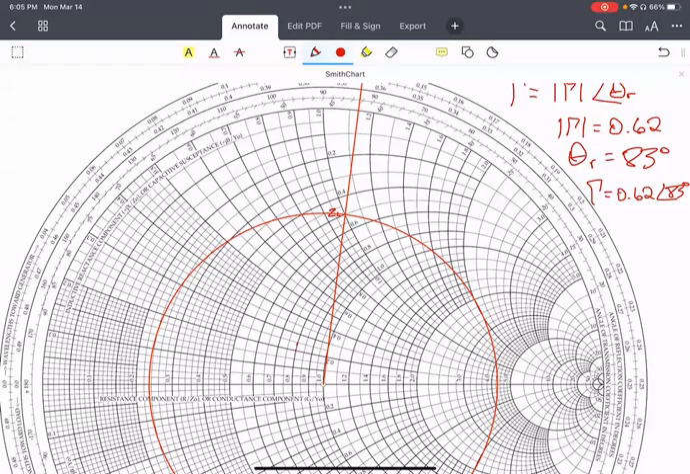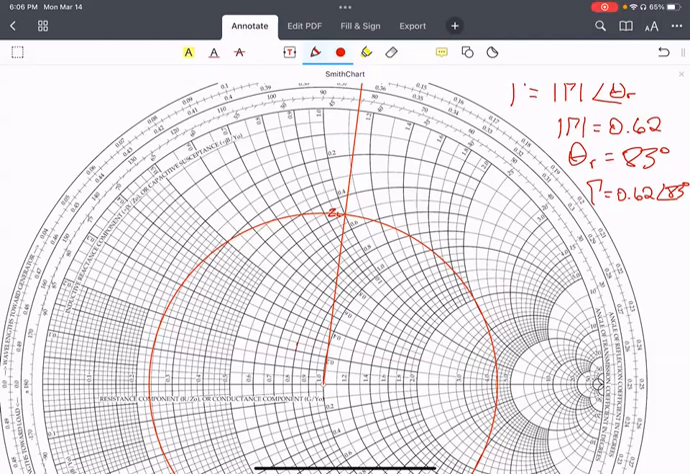So immediately, if we knew the incident wave had a 1 volt amplitude, we know the reflected wave has a 0.62 volt amplitude going backwards. That's why it's nice to have it in that form. If it's in a real plus j times imaginary, it's not so obvious to me how much is immediately getting reflected. And there's a phase shift in the reflected wave of 83 degrees. Okay. We have a wave that's reflected.